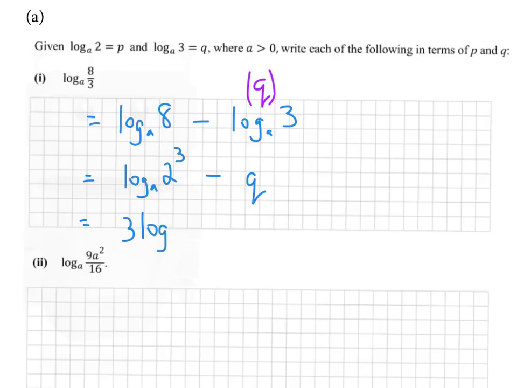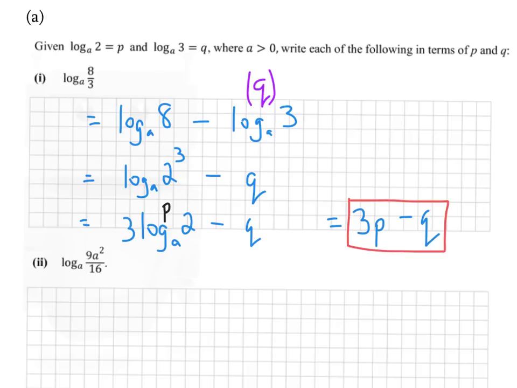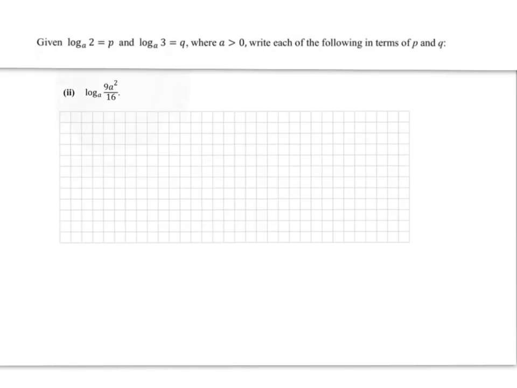So that gives me 3 log to base a 2 minus q, and so now I have exactly what is written up here. So that gives me 3 times, and instead of log a of 2 I have p, so I have 3p minus q when that is simplified. So again, a box around my answer. Okay, and we'll move on to the next question. But again, just remembering that all I've done here is used my laws of logs as they're given in the log tables. Nothing new.